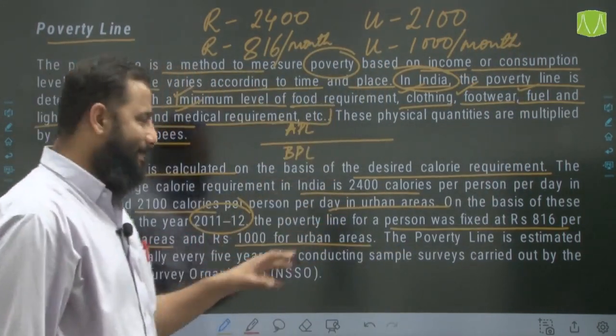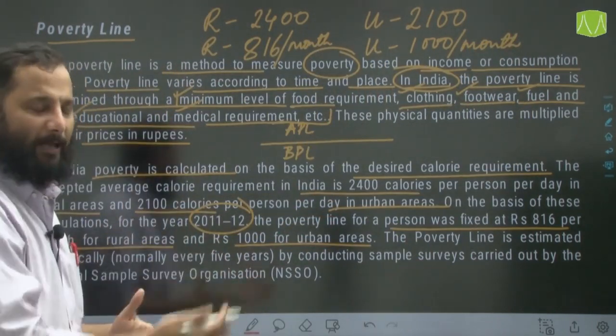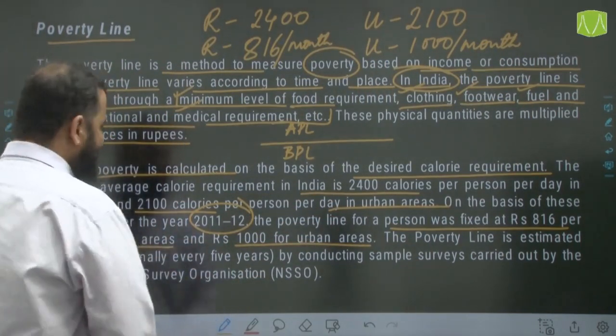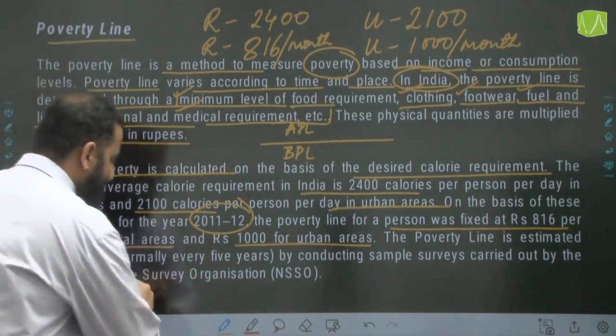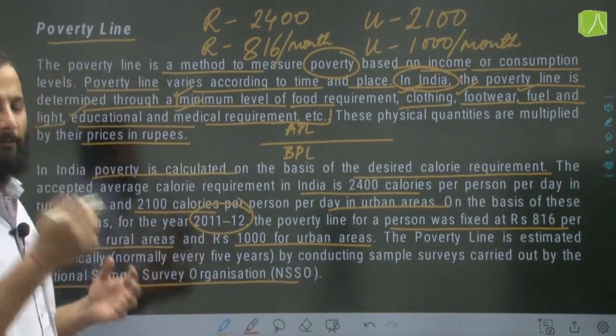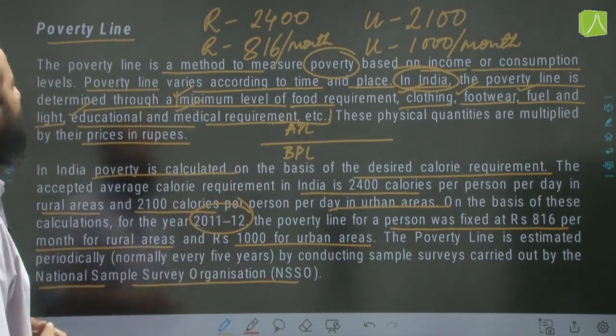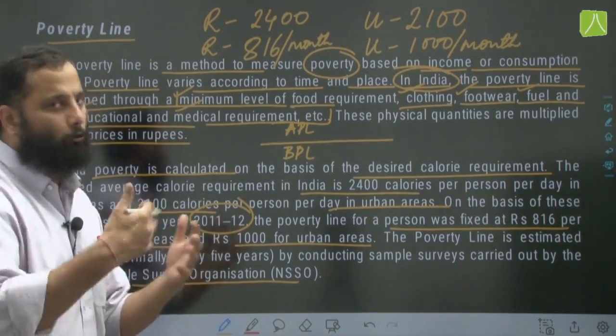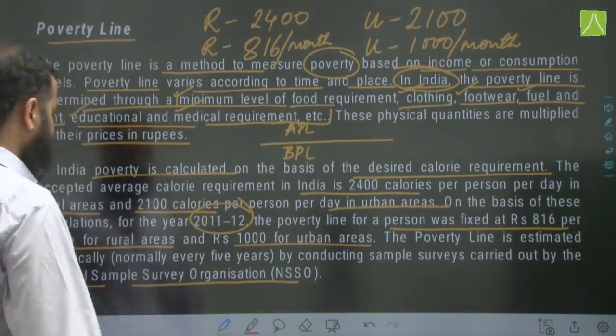The poverty line is estimated periodically, normally every 5 years, and this is calculated by NSSO, that is National Sample Survey Organization, which is the one who calculates these poverty lines. Again, it changes according to the time and the place. All right.